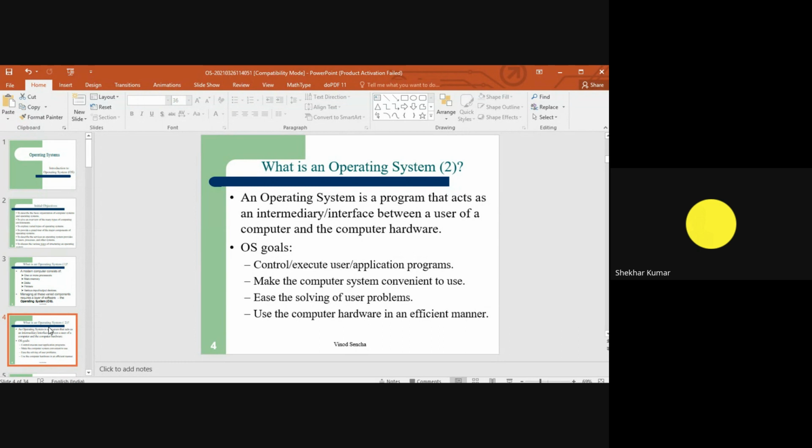In earlier days, when disk operating system, DOS command system was used, it was very difficult to work with those systems because for making a directory, making a folder, you required a command. But nowadays, we use a graphical user interface to connect with the machine. We have GUI operating systems. So the goal is ease of use, ease the solving of user problems, and to use the computer hardware in an efficient manner. So there is a requirement of operating systems.